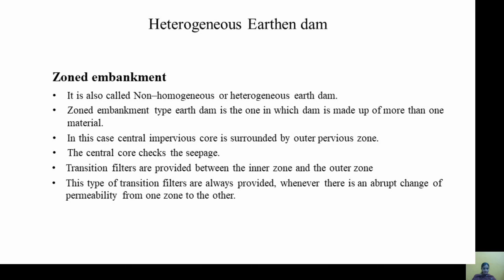The next is heterogeneous earthen dam, also called non-homogeneous earthen dam. So zoned embankment is the one which is made up of more than one material. In this case, a central impervious core is surrounded by outer pervious zones. So the central core checks the seepage. Transition filters are provided between the inner zone and the outer zone. This type of transition filter is always provided whenever there is abrupt change of permeability from one zone to another zone.